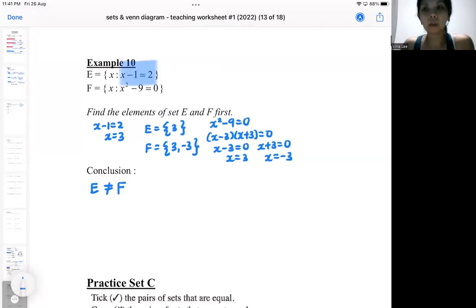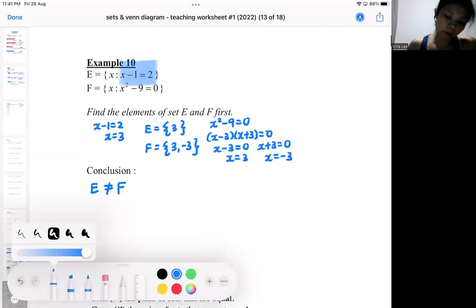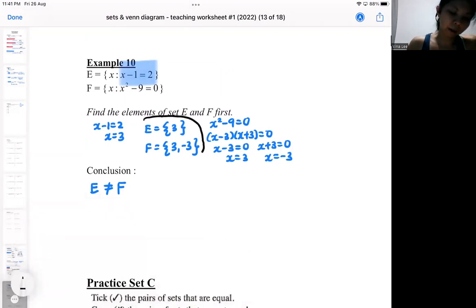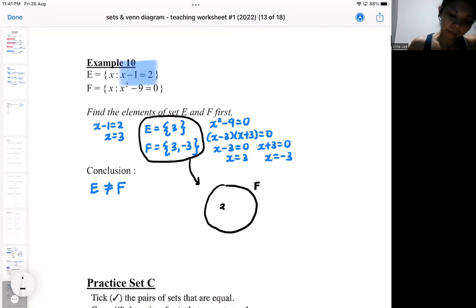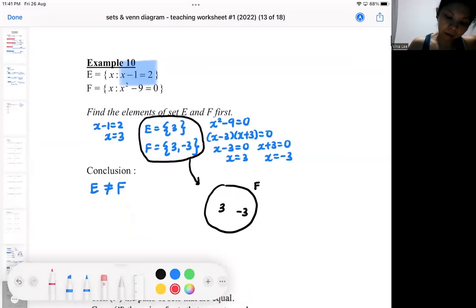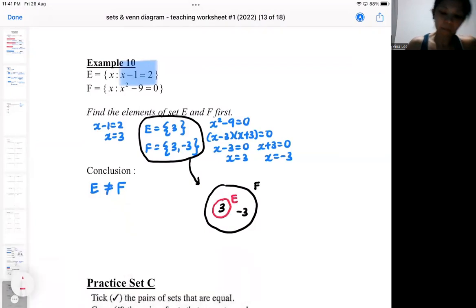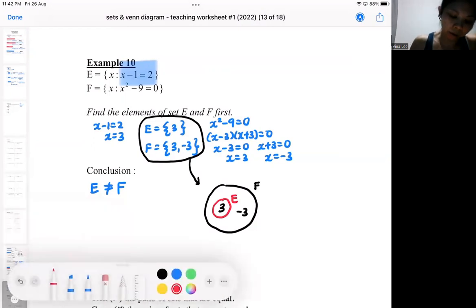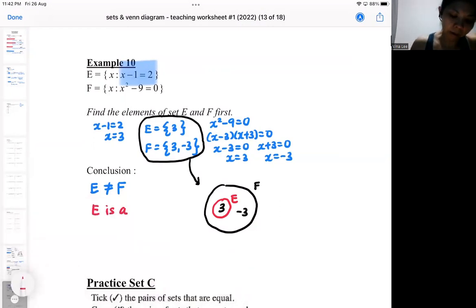So I'm also going to take the chance to introduce you the idea of a subset. So if I'm going to draw this in a Venn diagram, it actually looks like this. So I will draw the bigger set. So inside the set F, I got two elements, 3 and minus 3. And then this is E. So E is inside F. So E is inside F. So in a way, there's also another relationship. So E is a subset.